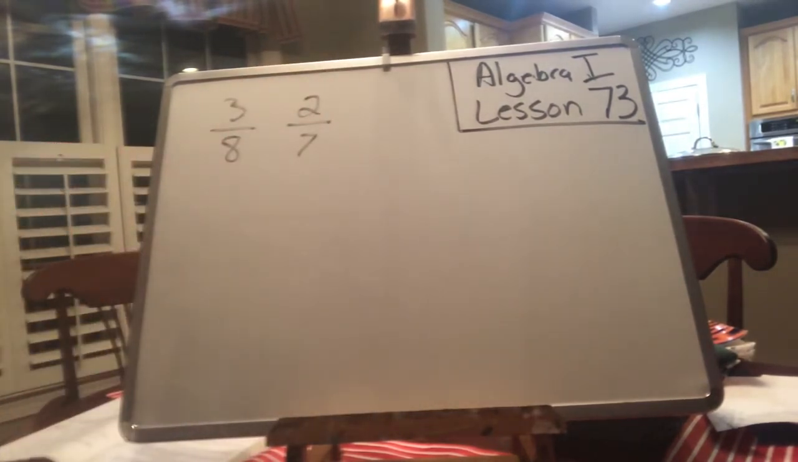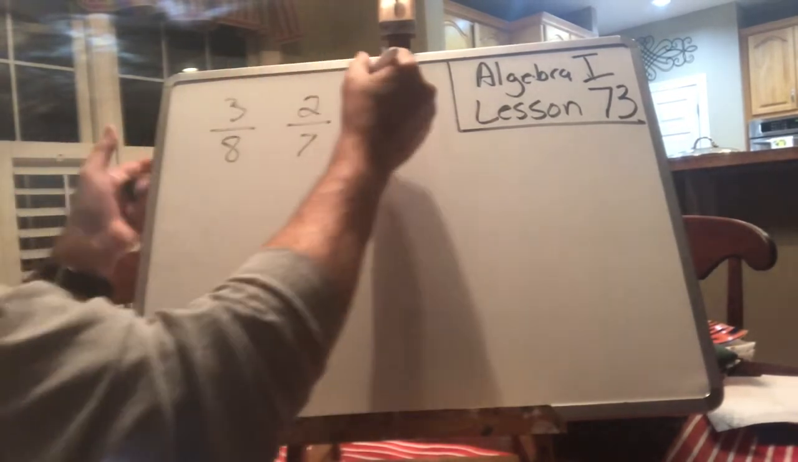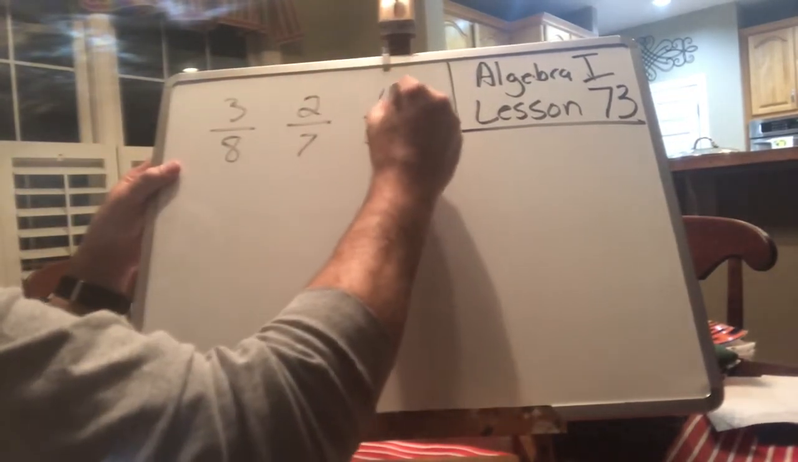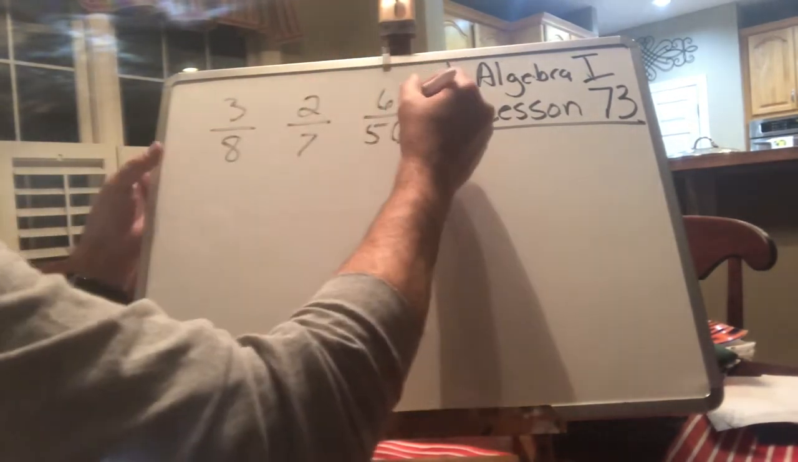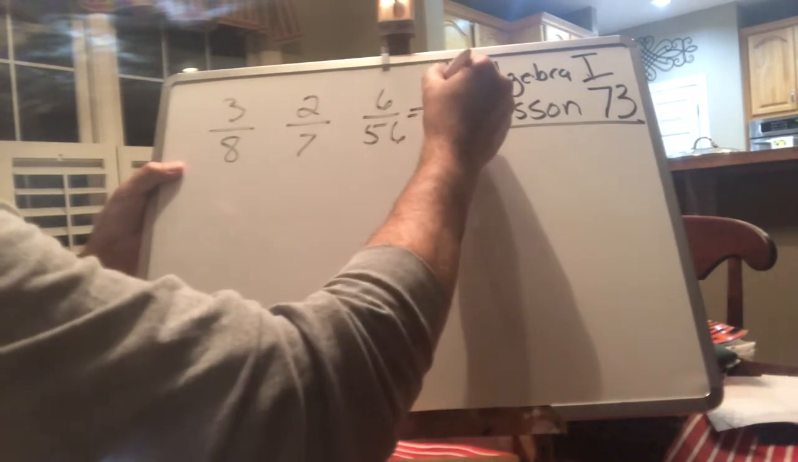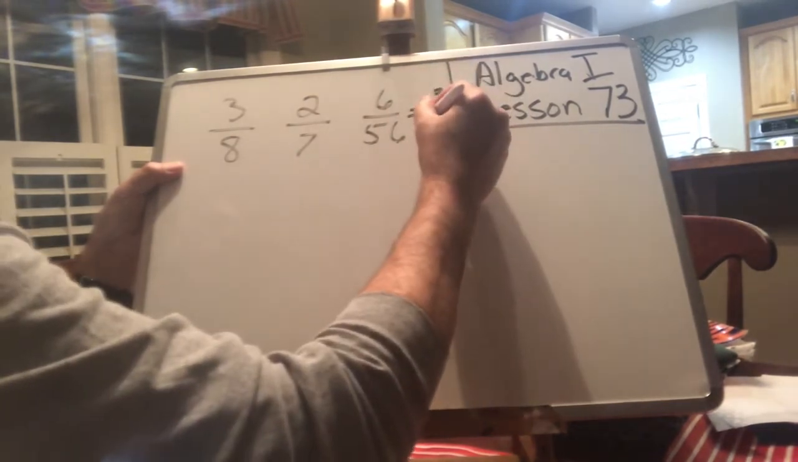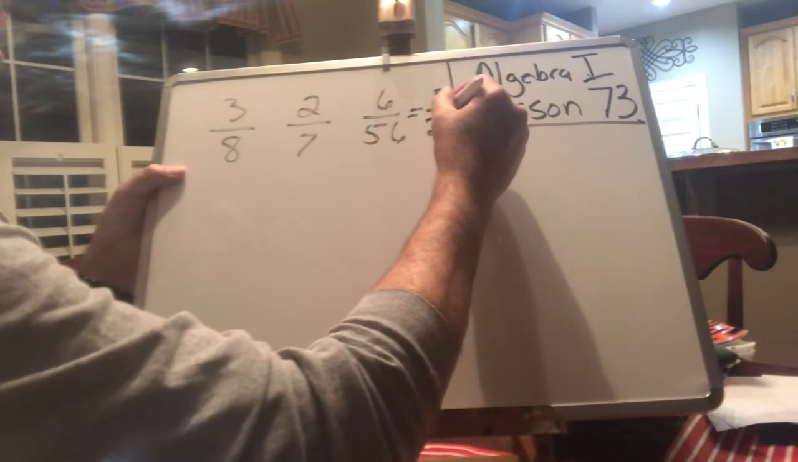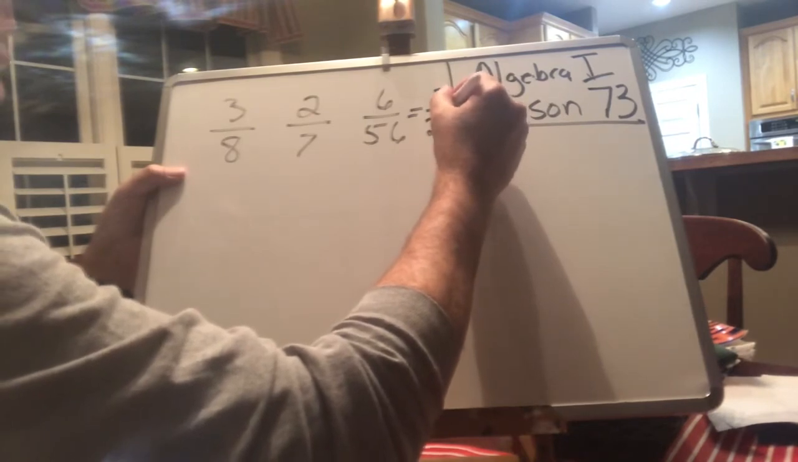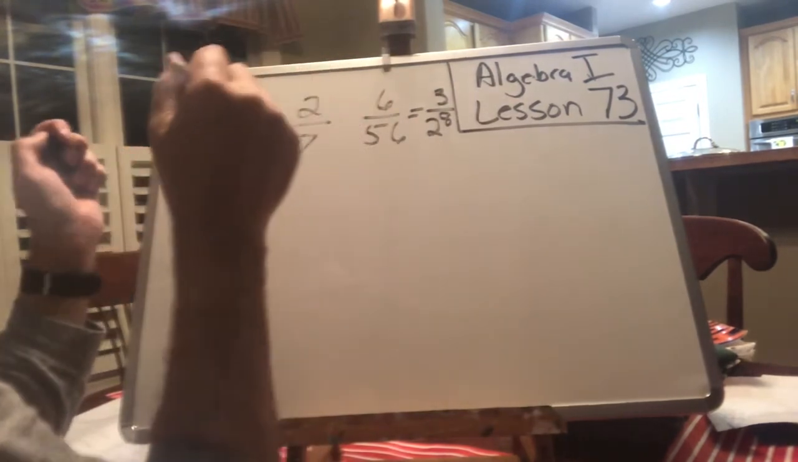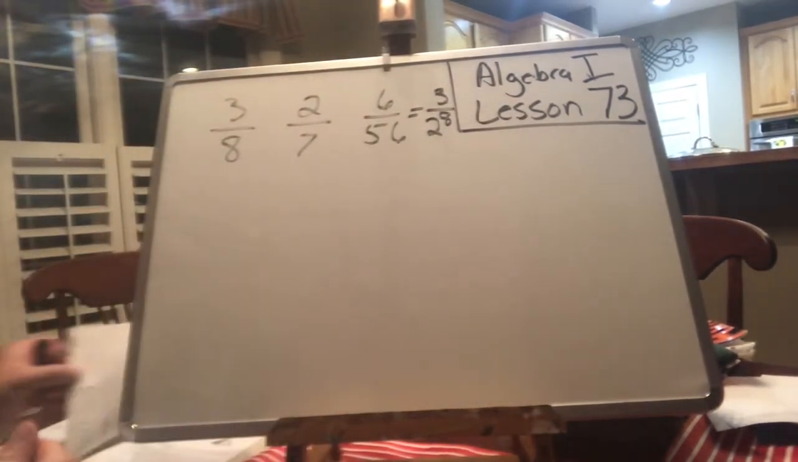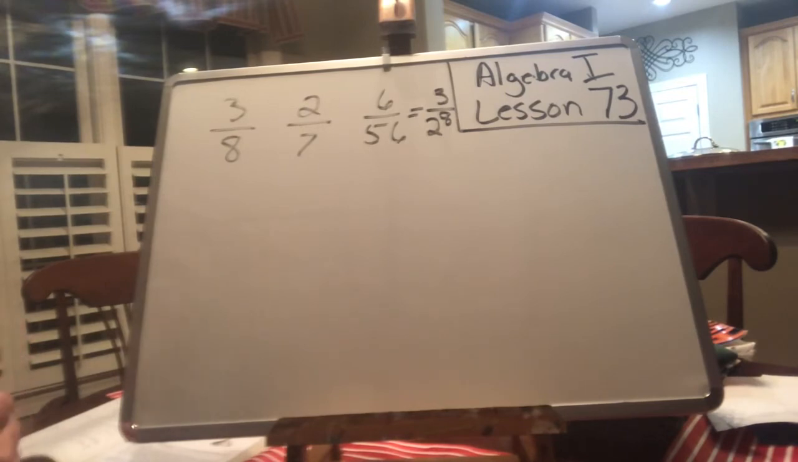So now your chances of drawing 2 black marbles without replacing it is 6 out of 56. And if you were going to reduce this, you can cut them both in half, and that would be 3 out of 28. Sorry, 3 out of 28, right? 3 out of 28 to draw 2 black marbles in a row without replacing.